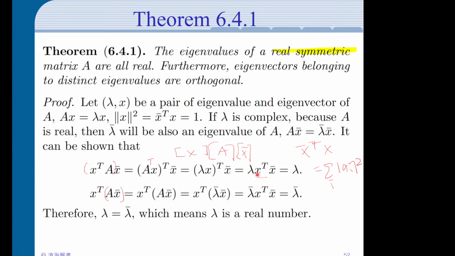So you see lambda equals lambda bar, because the norm of the vector X is non-zero. So lambda equals lambda bar, which means lambda is a real number. So this is why the eigenvalues of A are all real.